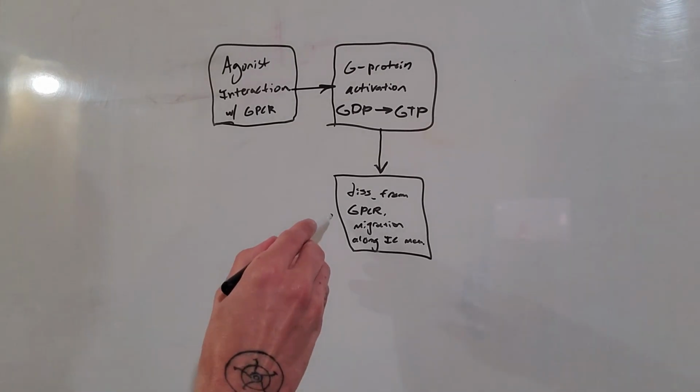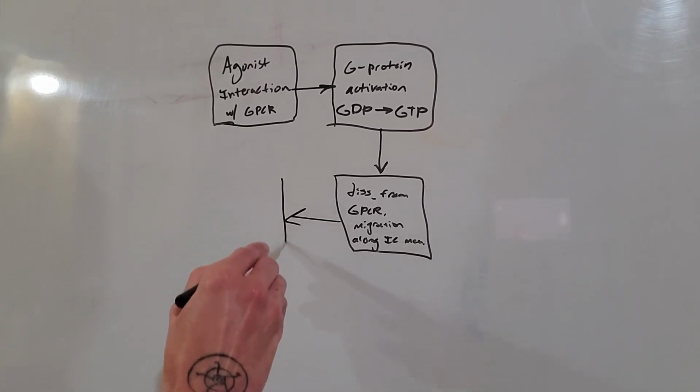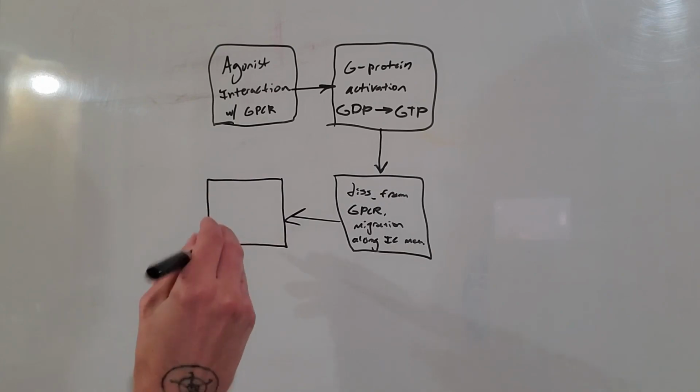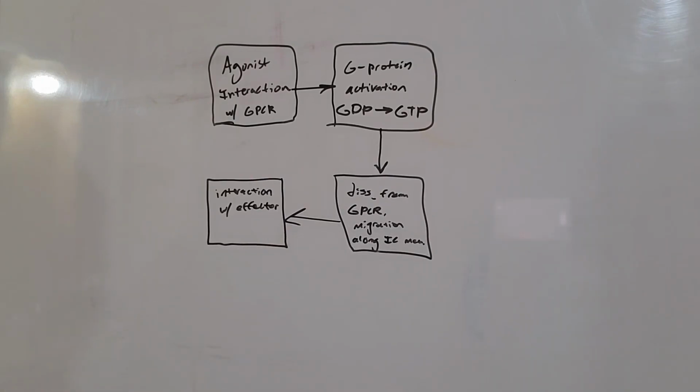The next step would be the interaction between a subunit and an effector, or in some cases, the direct interaction between the beta gamma complex and an ion channel. So after this, the signal is propagated by way of secondary messengers synthesized by the effector protein or enzyme.